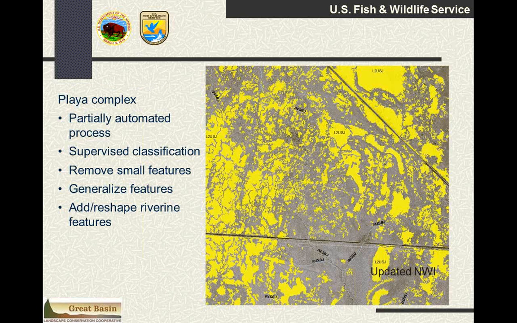So through a process of using supervised classification techniques and some filtering and buffering and then culling of all these numerous features, we get something that is incredibly more complex in terms of the number and the resolution of the data. And then we add and reshape the riverine features as needed.